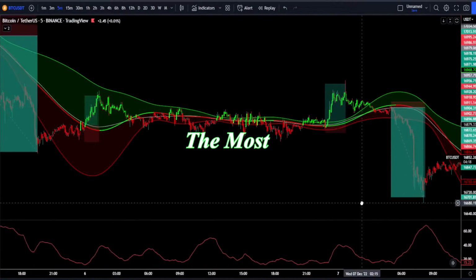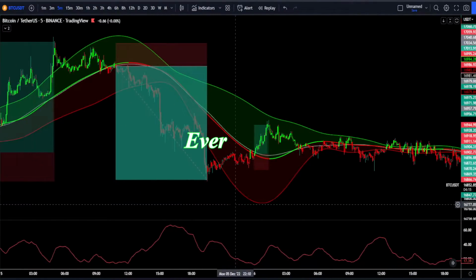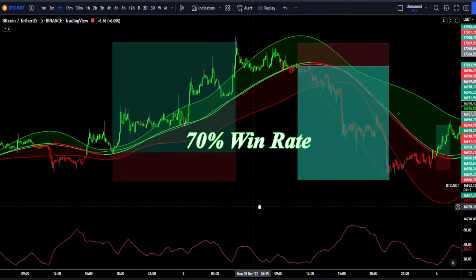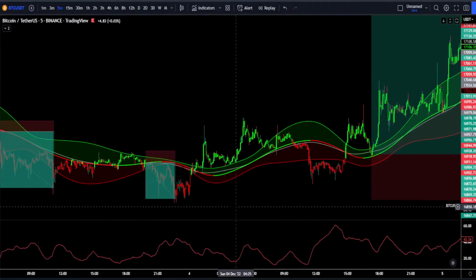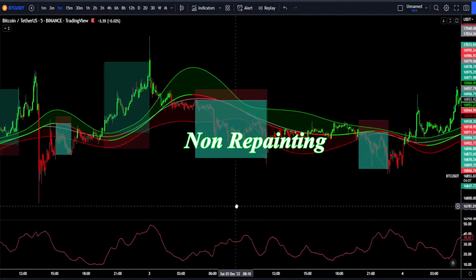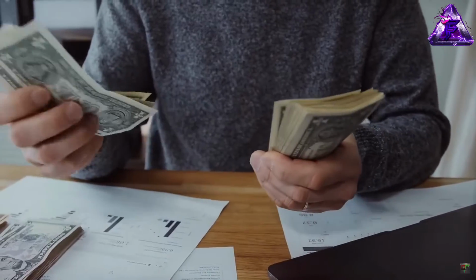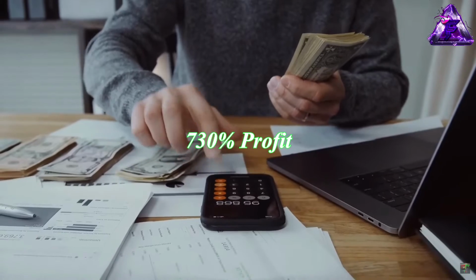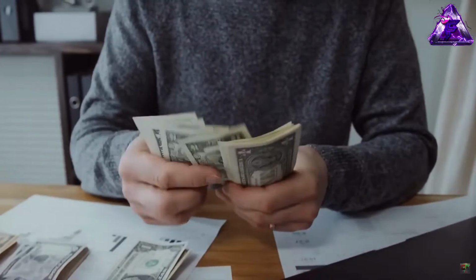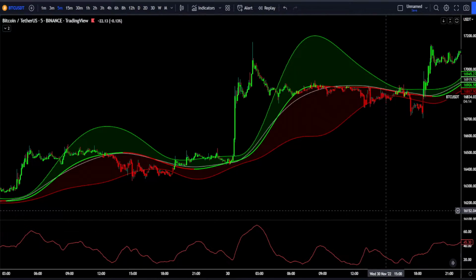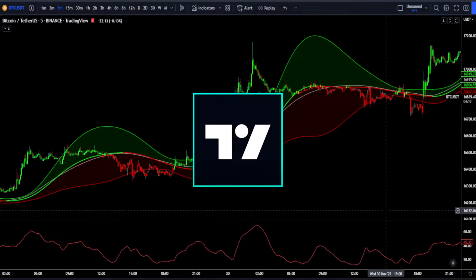This is probably the most valuable TradingView indicator ever. It has over a 70% win rate in the backtest, and it is also a non-repainting indicator. Even better, when fully backtested, it managed to make over 730% profit on our account. So today we will be going over the most complex, but at the same time, the smartest TradingView indicator I have ever come across.